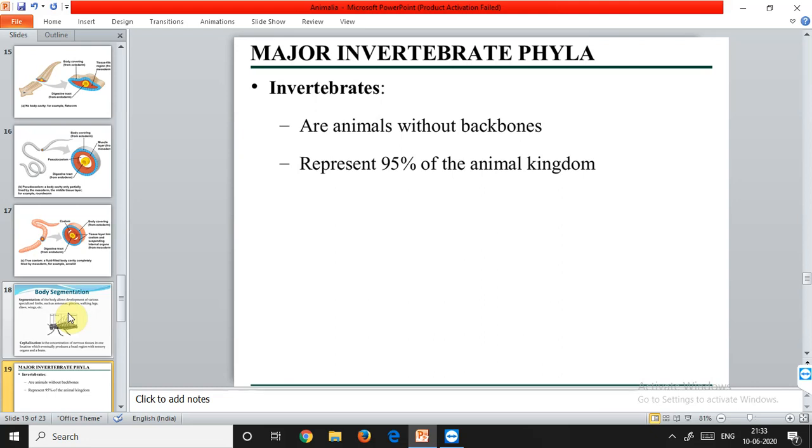Then comes the poikilothermic, that is the cold-blooded, the animals whose body temperature varies, that is, changes with the environmental temperature. For example, fishes change their temperature according to the temperature of water. That's why they come under the category of poikilothermic animals. Fishes, amphibians, and invertebrates, all these are under the category of poikilothermic or cold-blooded animals.